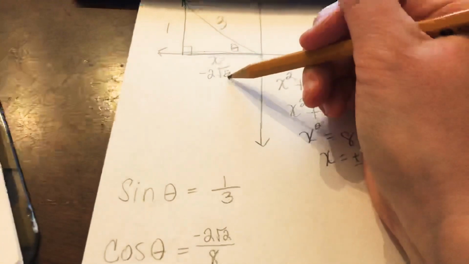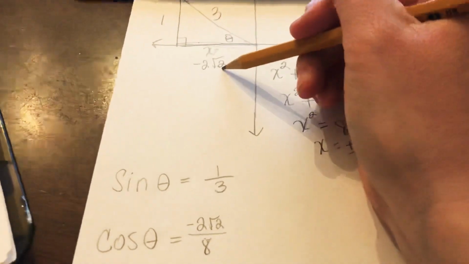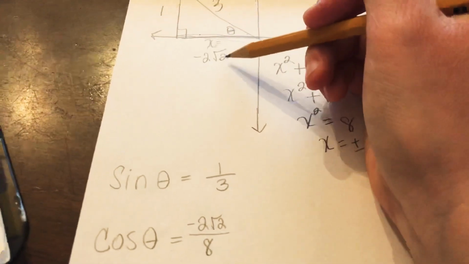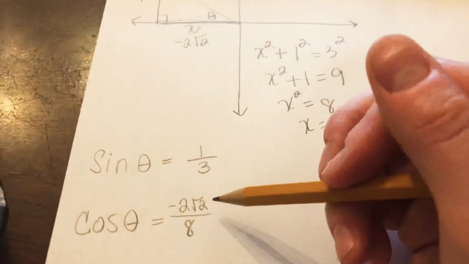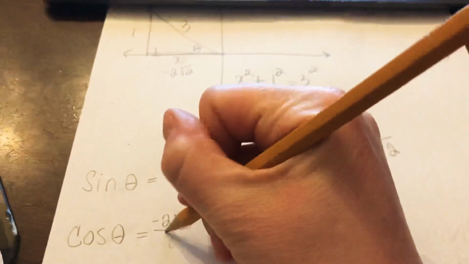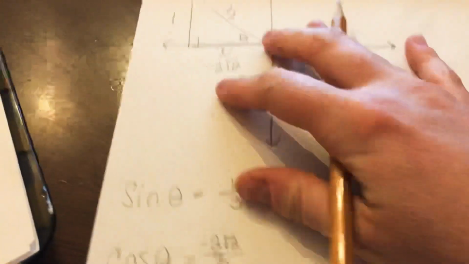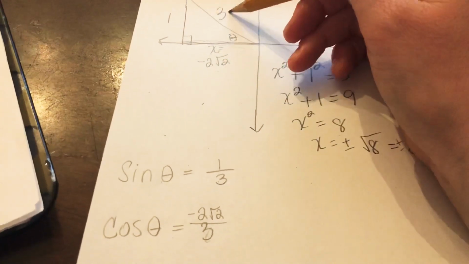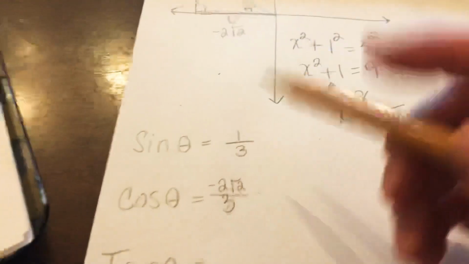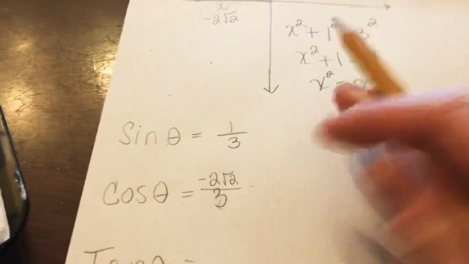This is equivalent to negative radical 8 over 3. Some of you may have left it as radical 8, but we're going to simplify it here. Oh, I put an 8 here. Sorry, that should be a 3. So again, that's adjacent side over hypotenuse, which is 3. Nothing can be simplified here, so you're going to leave it alone.